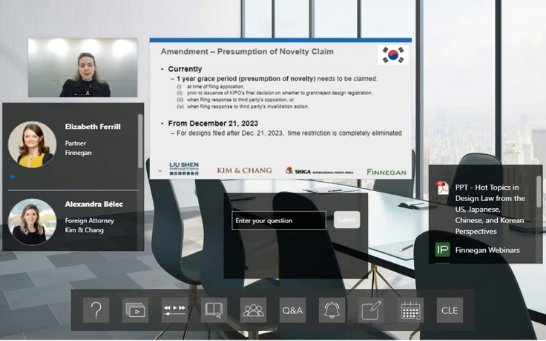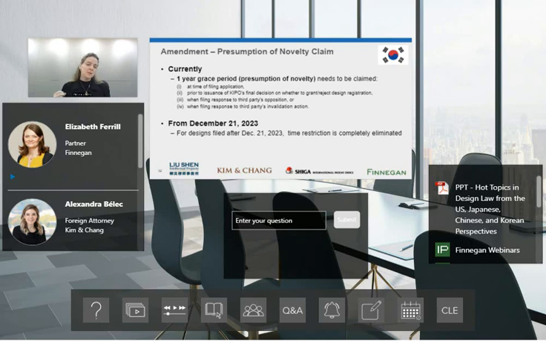So with that being said, under the current Design Protection Act, in fact, to claim this exception to the loss of novelty, there is a specified period of time during which the claim needs to be made. And this is when, at the time of filing the design application, or any time prior to the issuance of the Korean office's final decision on whether to grant or reject the design registration.